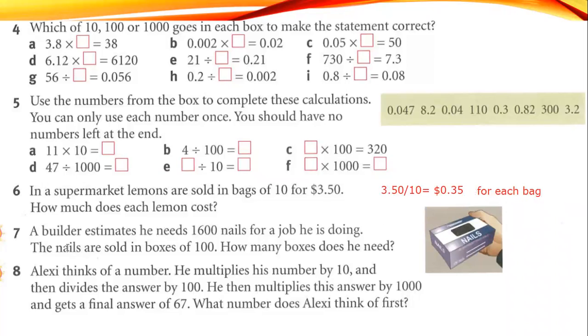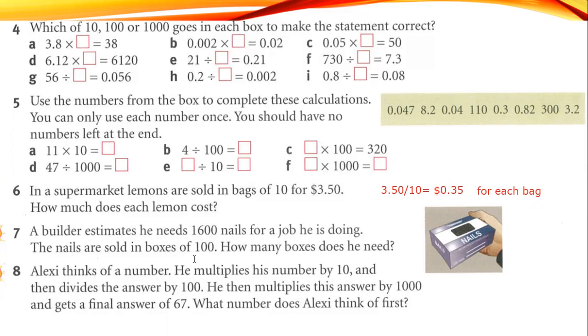So now, a builder estimates he needs 1600 nails for a job he is doing. The nails were sold in boxes of 100. How many boxes does he need? The builder estimates he needs 1600 nails for a job he is doing. The nails were sold in boxes of 100. How many boxes does he need?